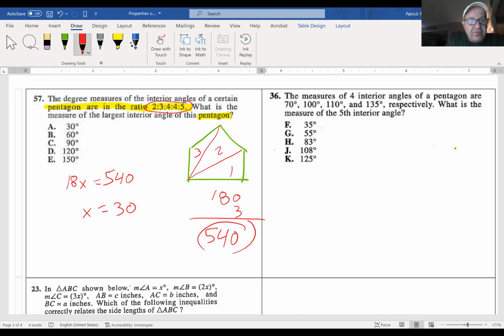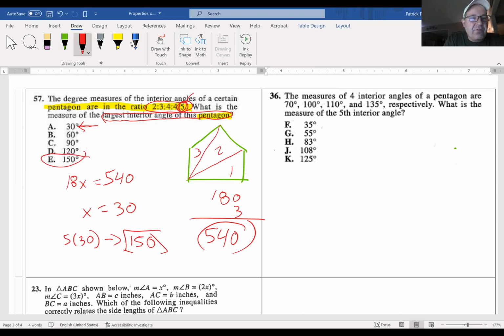Okay, now be careful, right? They want to know the largest interior angle. Well, the largest must come from this one. It's got the 5, right? So let's go 5 times 30 to get the biggest angle, which is 150. Choice C.